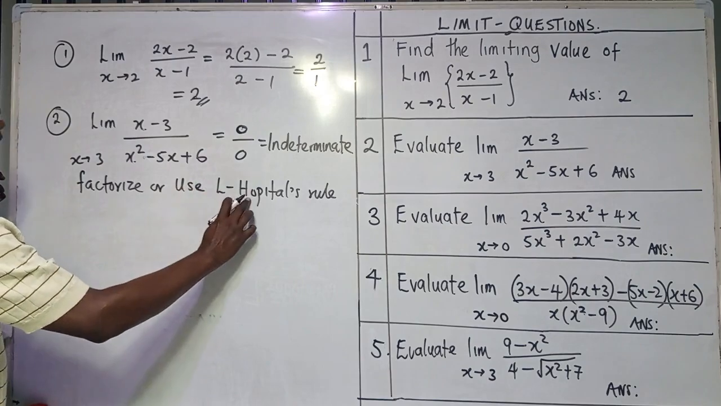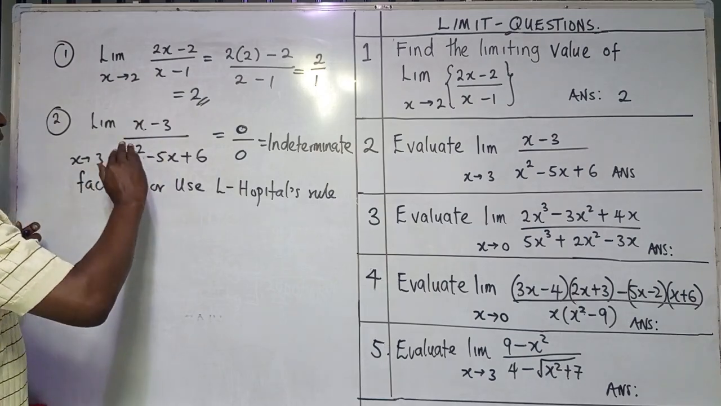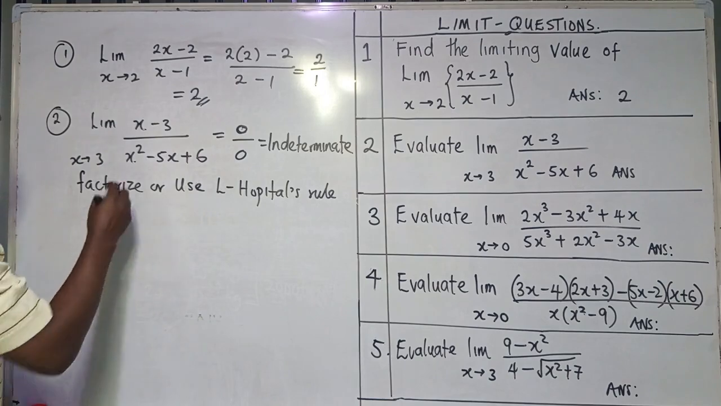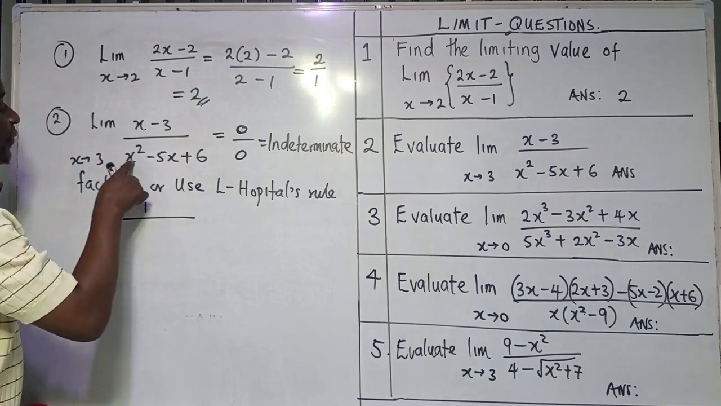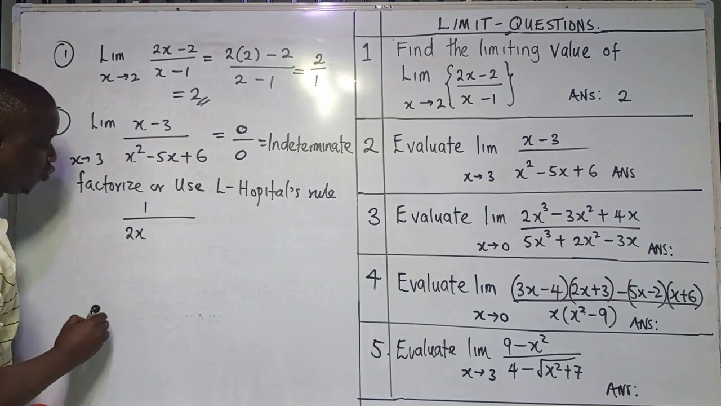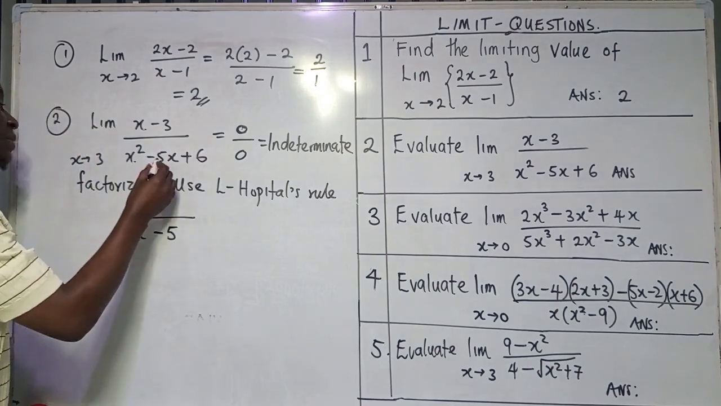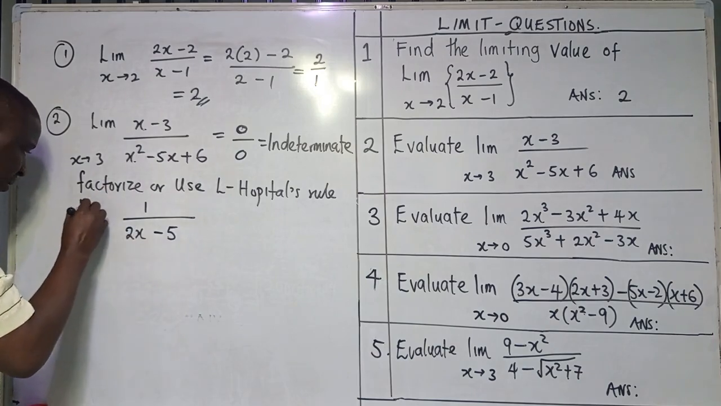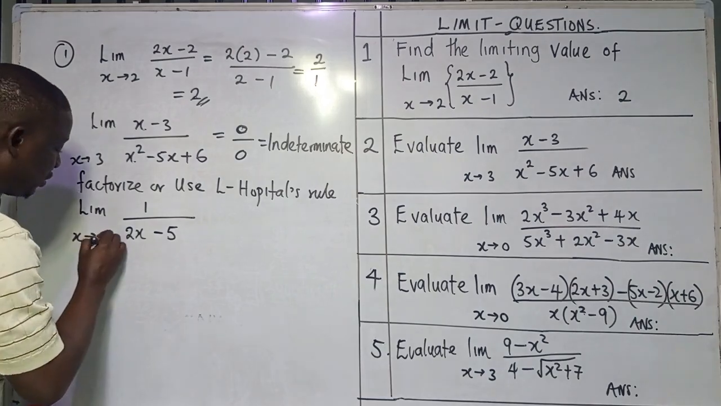Now, what is the rule saying? It says just differentiate the numerator separately, then differentiate the denominator separately. If you differentiate x, what do you have? 1. Differentiate the denominator, x squared minus 5x: differentiate x squared, you have 2x, and if you differentiate minus 5x, you are going to have minus 5. The constant 6 will give us 0. Then we are now going to take a further limit of that as x approaches 3.